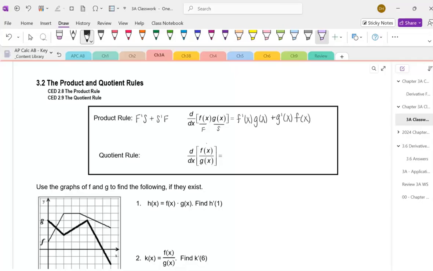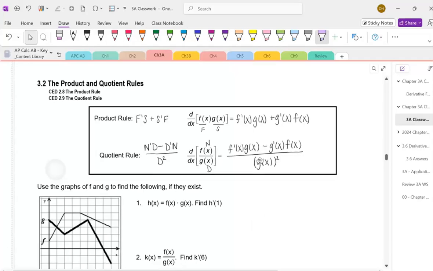For quotient rule, you've got a numerator and then you've got the denominator. With the quotient rule, you're going to take the derivative of the numerator and multiply it by the denominator, minus, which means that the order matters, the derivative of the denominator multiplied by the numerator, all over your denominator squared. So for this function, we're going to take the derivative of f, multiply it by g, minus the derivative of the denominator, which is g, multiply it by f, all over the denominator squared. And these are two very specific rules that need to be memorized.